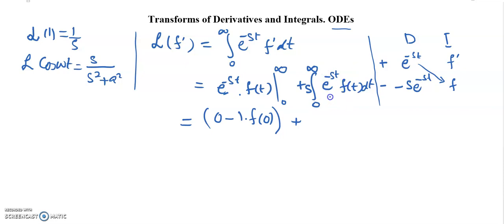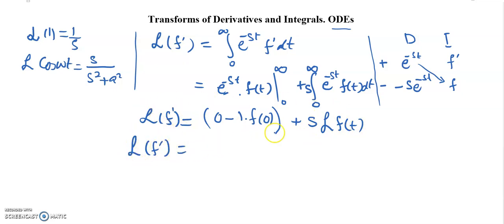The remaining integral is, by definition, the Laplace transform of the function f, so it will be s times the Laplace of f of t. So here we have the Laplace of f prime, and we have readily found the formula: the Laplace of f prime is equal to s times the Laplace of f minus f of 0. This is the Laplace transform of the first derivative of a function.